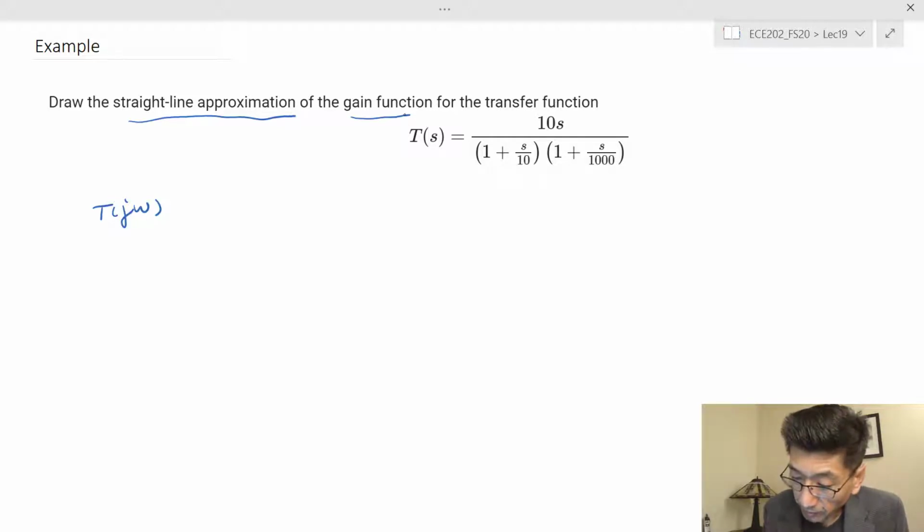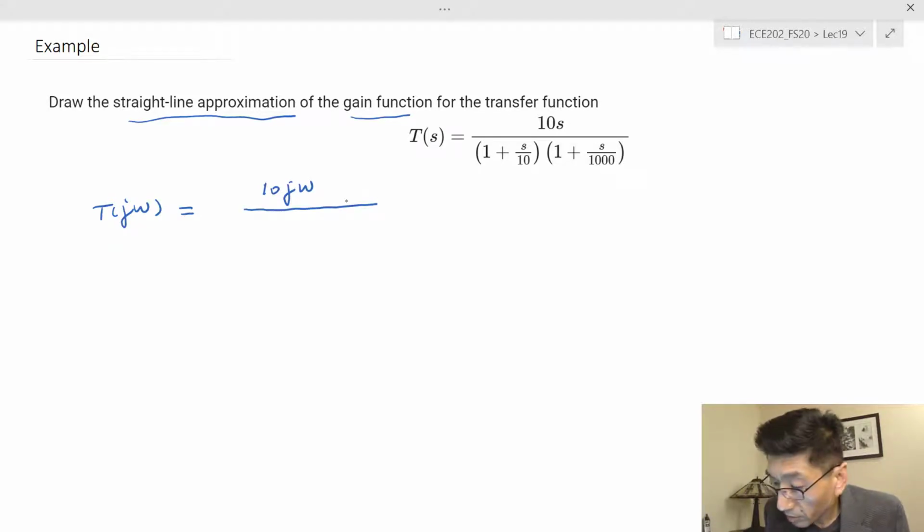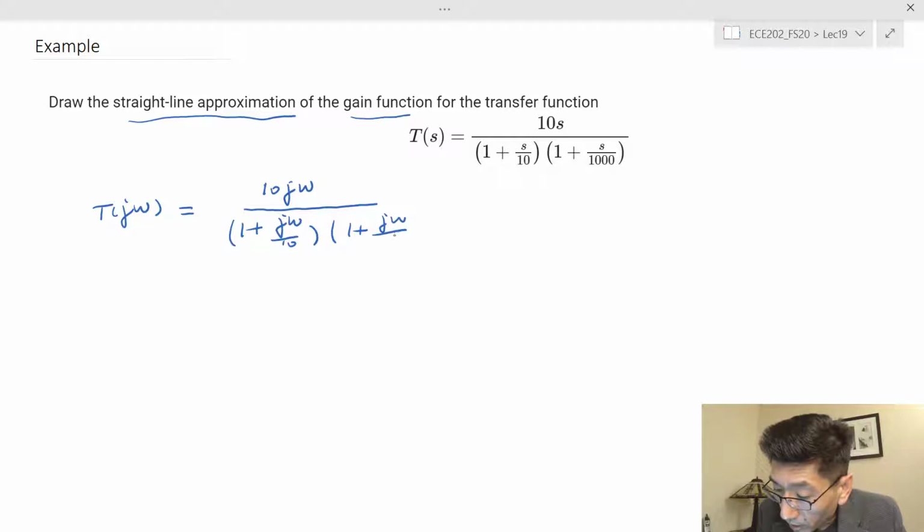plot. So T(jω) is going to be equal to 10 jω over 1 plus jω over 10 and 1 plus jω over 1000. Right? So let's see if we can break this into 3 terms.